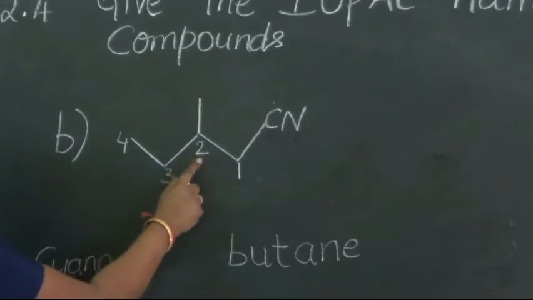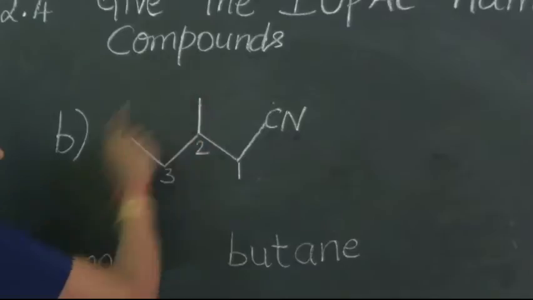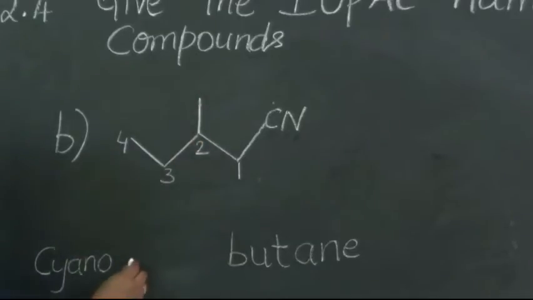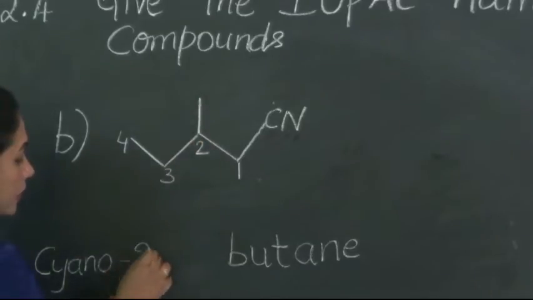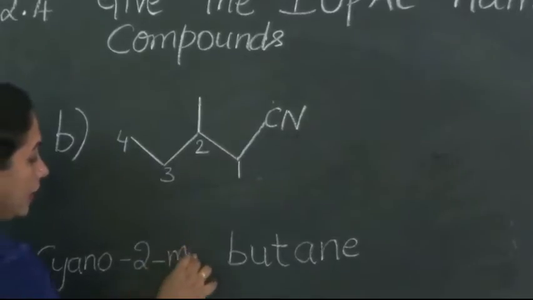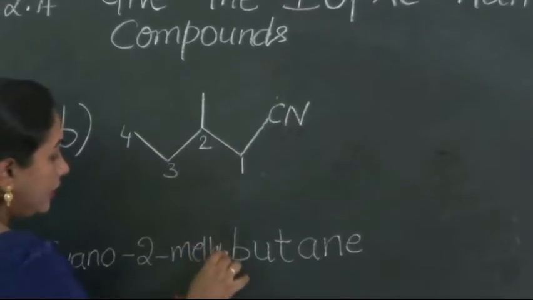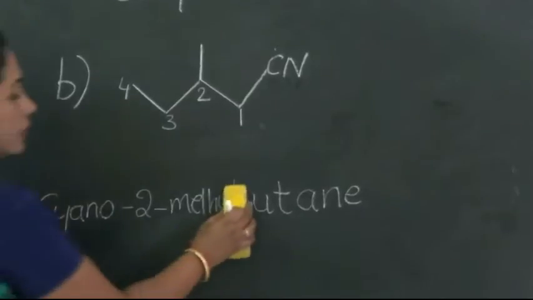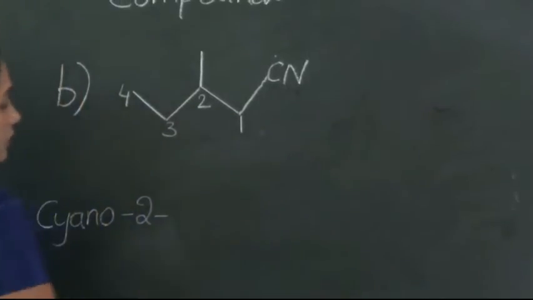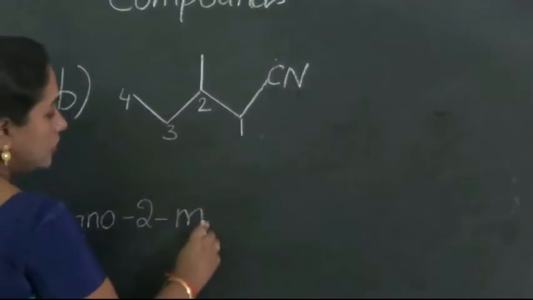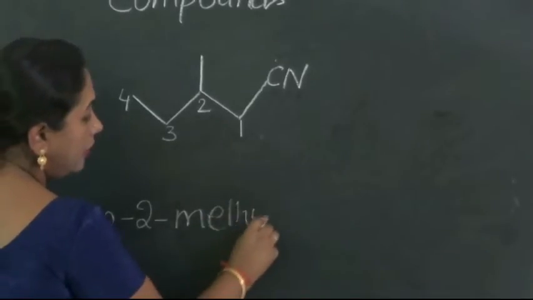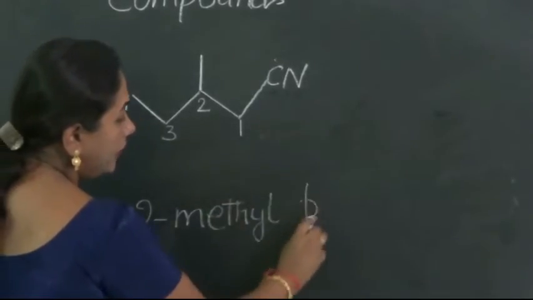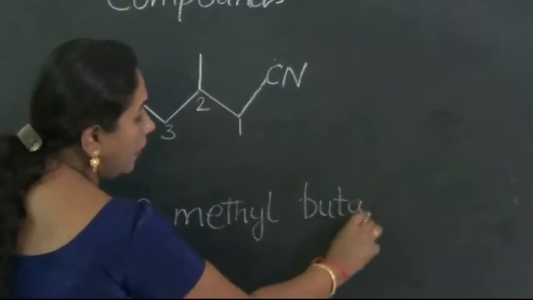And with respect to the second carbon atom, there is presence of a methyl group. So cyano 2-methyl butane would be the name of this compound.